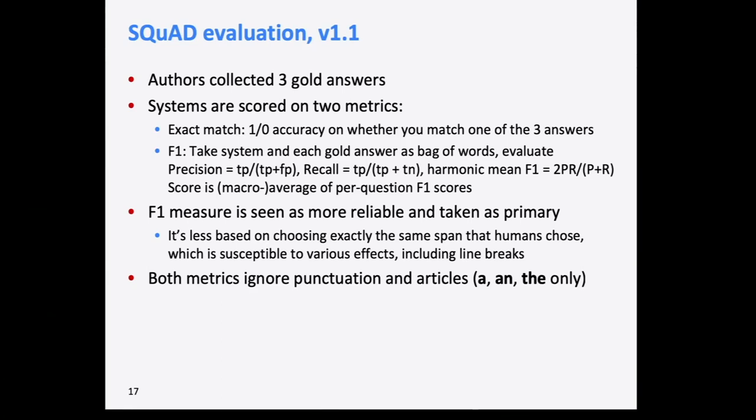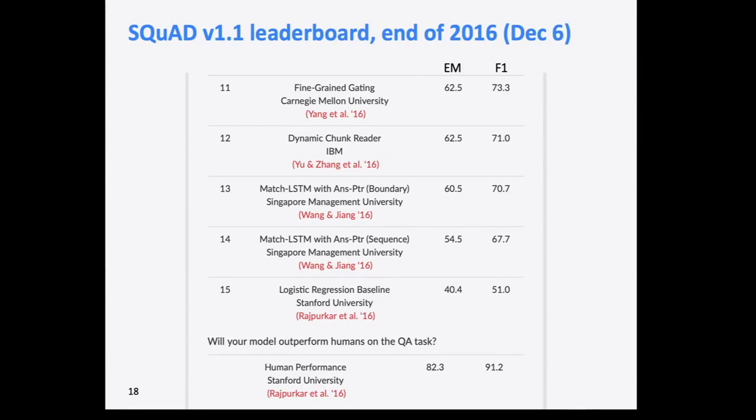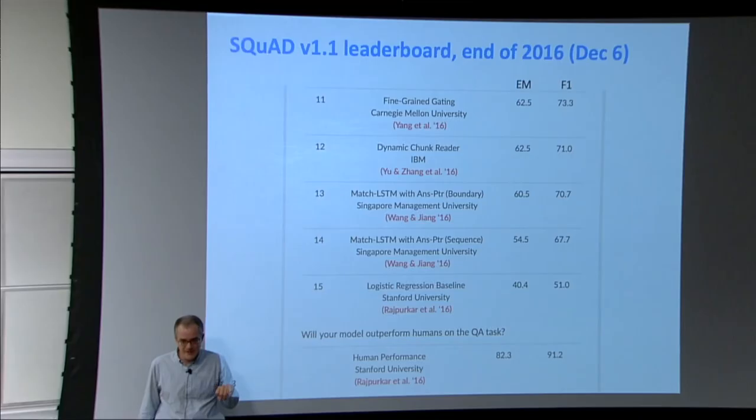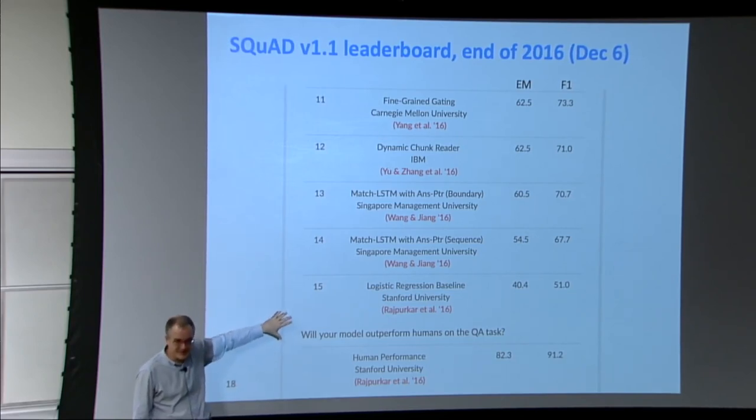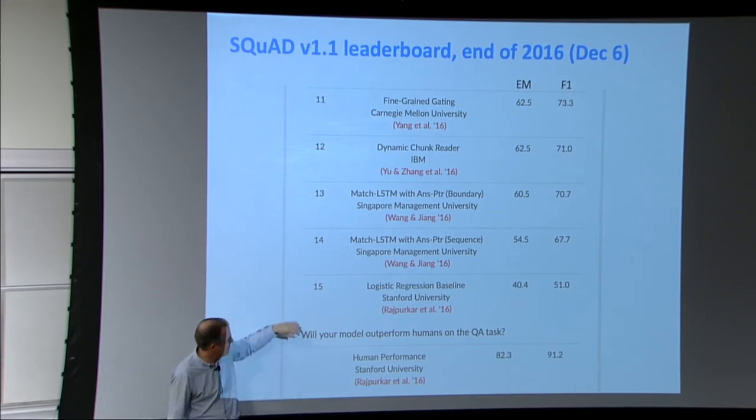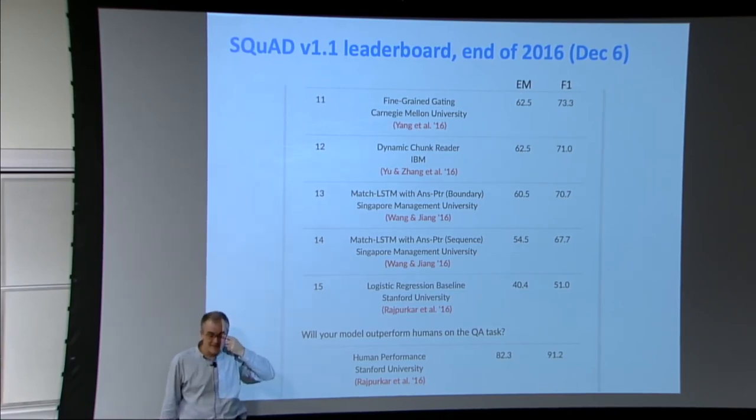Okay, so how did things work out? For SQuAD version 1.1, a long time ago, at the end of 2016, this is how the leaderboard looked. This is the bottom of the leaderboard at this point in time, because that allows me to show you a couple of things. Down the bottom of the leaderboard, they tested how well human beings did at answering these questions, because human beings aren't perfect at answering questions either.